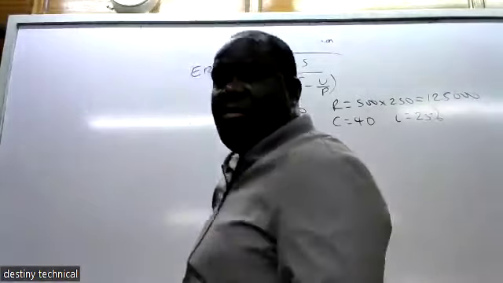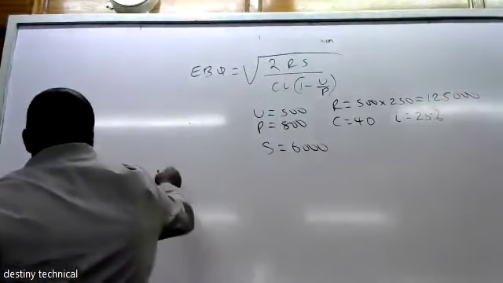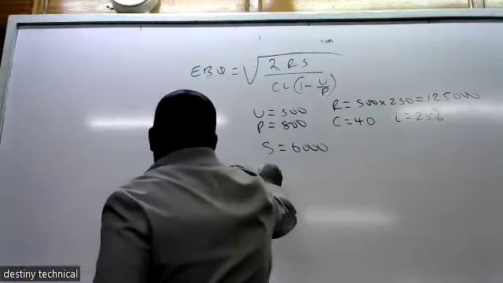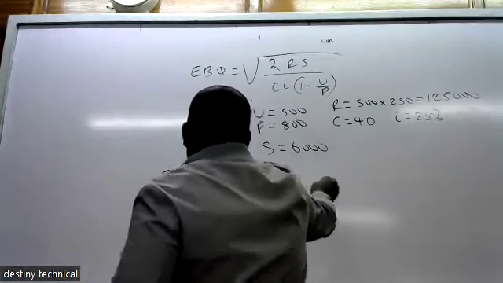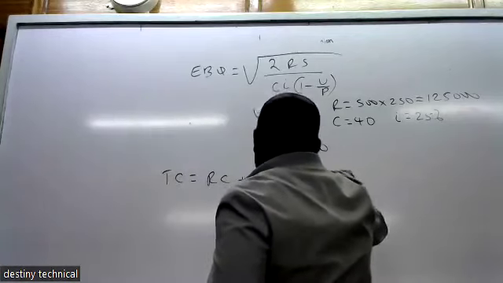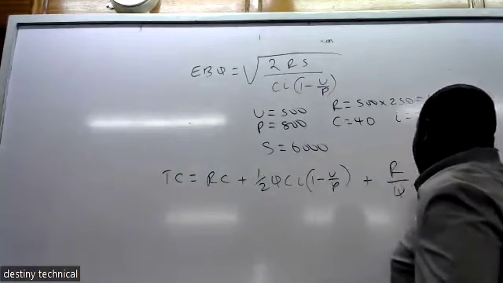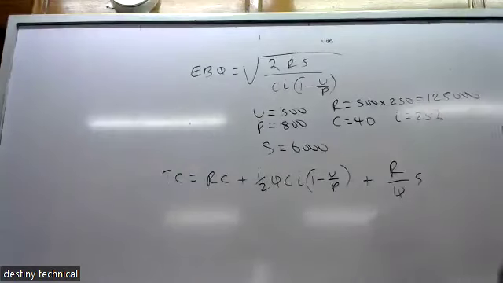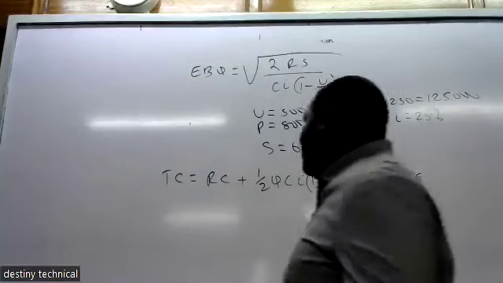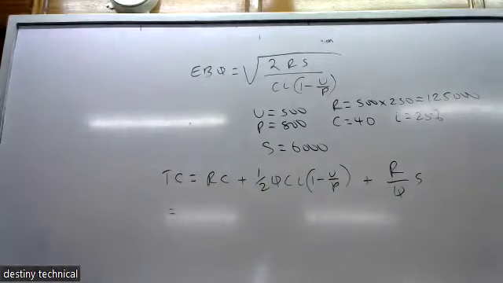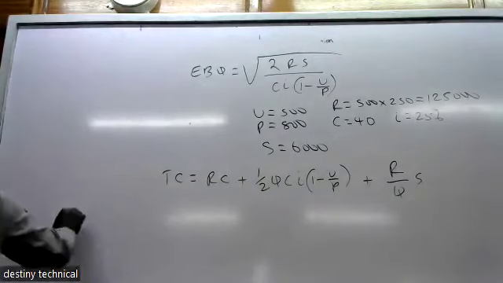To get the total cost at the economic batch quantity, it is supposed to be given by RC, then we add a half QCI. I'd already given you this formula in our previous class, how to get the total cost at the economic batch quantity. So all those details you have them. You only need to combine them to give you the total cost.